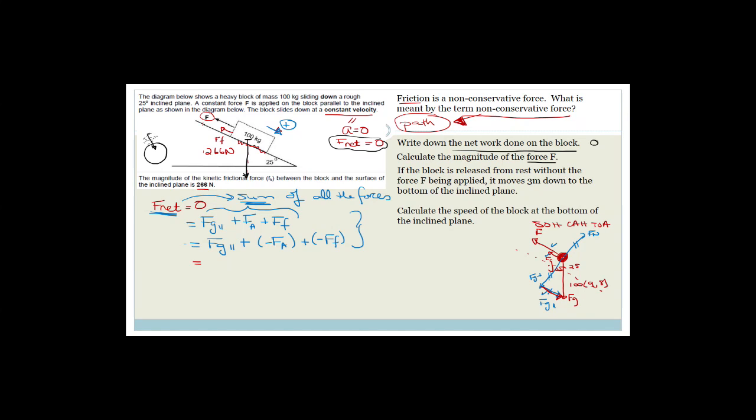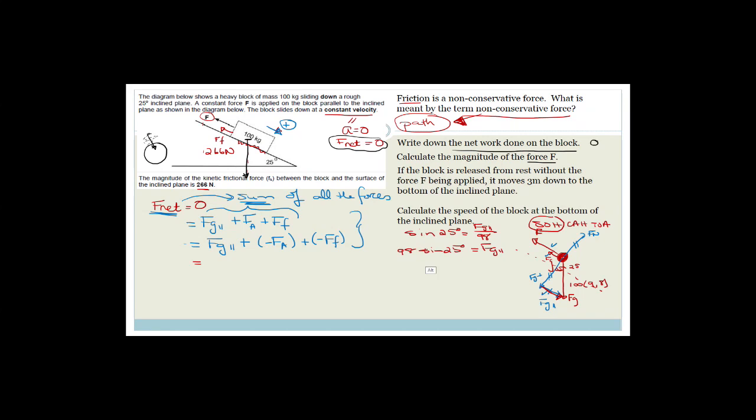This is the opposite side. That's that part in use, so we're going to use sine. So we're going to go sine of 25 degrees equals FG parallel over 98. Therefore, 98 sine 25 degrees equals FG parallel.